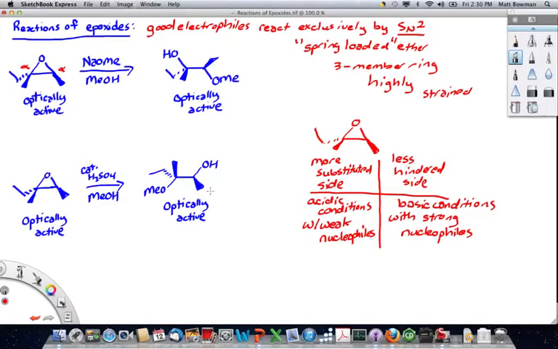Over here, we have two different conditions reacting with the same epoxide. Here, sodium methoxide is a base. It's also a strong nucleophile, and so attack occurs on the less hindered side. The bottom one is under acidic conditions, which is sulfuric acid. We have a weak nucleophile, methanol, so attack occurs on the more substituted side. So, the mechanism is actually fairly straightforward.